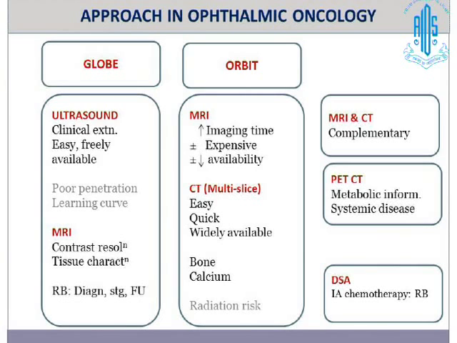If the ocular abnormality has any other systemic source, PET-CT helps. And digital subtraction angiography is one modality which is now increasingly commonly used. Initially, we used it more commonly for the vascular malformations, now more for intraarterial chemotherapy in retinoblastoma.